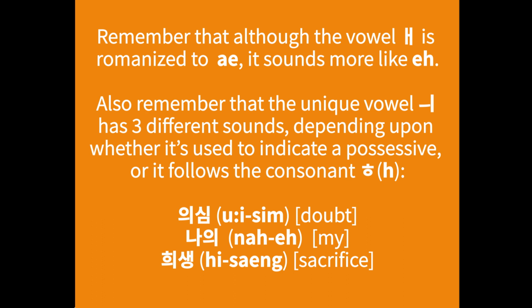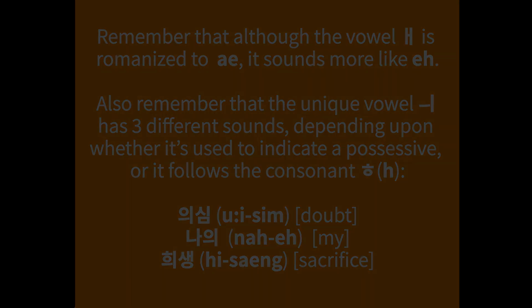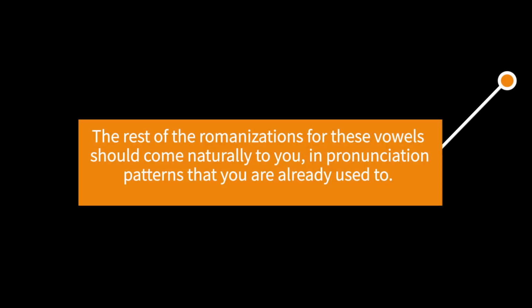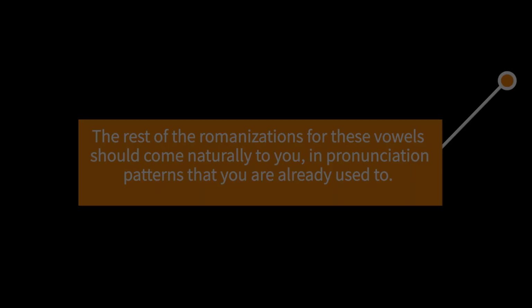Also, remember that the unique vowel 의 has three different sounds, depending upon whether it's used to indicate a possessive or it follows the consonant hyut, as in 의심, 나의 희생. As long as you can remember these two rules, the rest of the romanizations for these vowels should come naturally to you in pronunciation patterns that you are already used to.